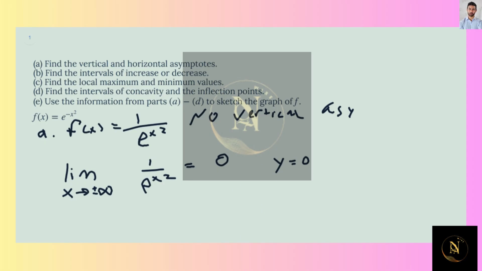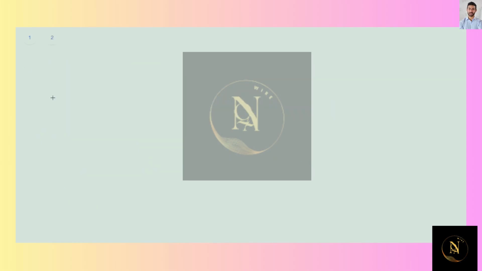Now, to find the intervals in which the function increases or decreases, we apply the first derivative test. That means taking the first derivative. In this case, you will have to apply the chain rule. It comes out to be negative 2x times e to the negative x squared, and this can be rewritten as negative 2x over e to the x squared.